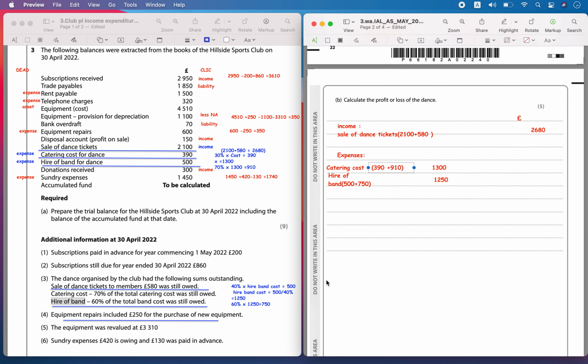So was there any other expense? There is none. So let's calculate the profit and loss. The total expenses are going to be 1300 plus 1250, which is equal to 2550. Now the profit on the dance will be equal to 2680 minus 2550. So the value is going to be equal to 130.